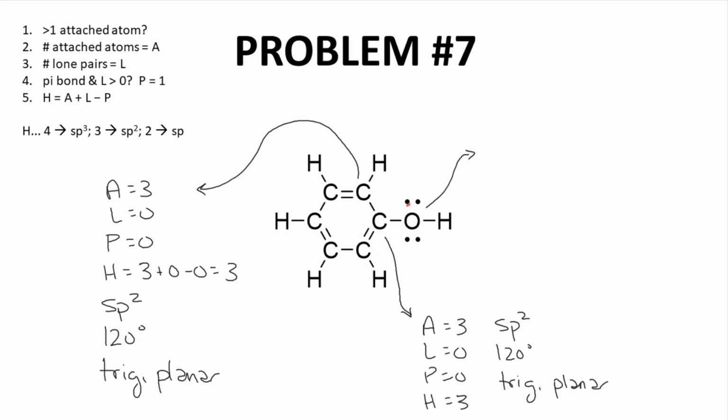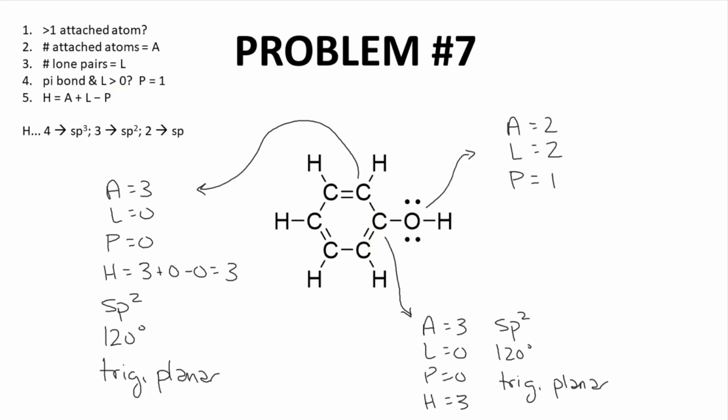And this oxygen, it does at least have 2 attached atoms, so we can talk about it properly. A equals 2. It does have 2 lone pairs, as oxygen often does. Now, here we go. Question number 4. Is it attached to a pi bond? That oxygen is attached to atoms in a pi bond. Yes, it is. Does it have more than 1 lone pair? Yes, it does. What do you know?